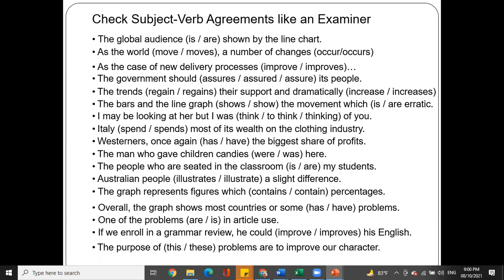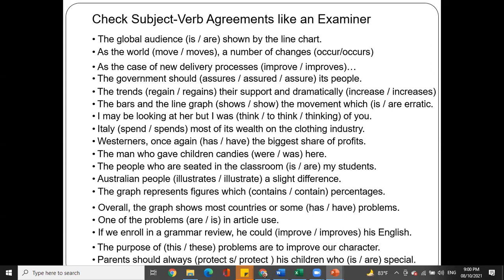The purpose of these problems is to improve our character. The plural, the purpose of these problems are to improve our character.